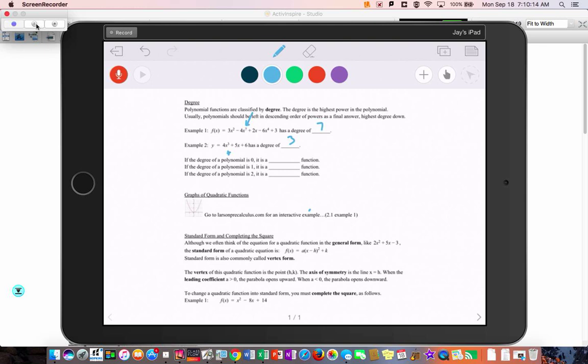In that first one, we would write negative 4x to the 7th first. Then there's a 6x to the 4th. Then 3x squared plus the 2x plus the 3. So it's in what we call descending order.